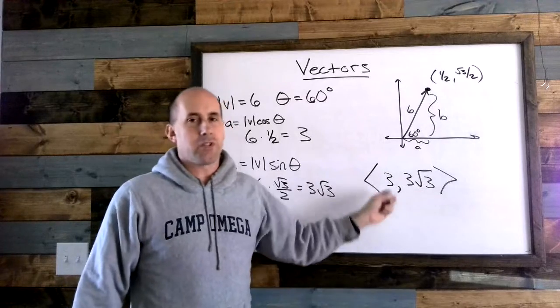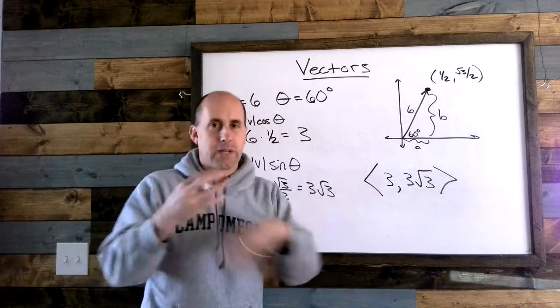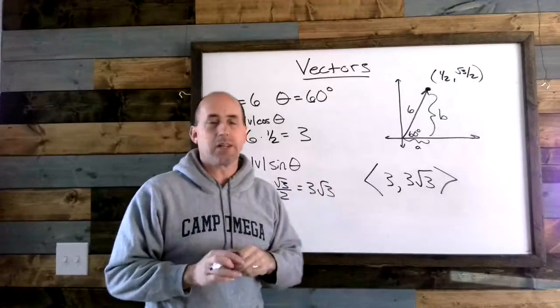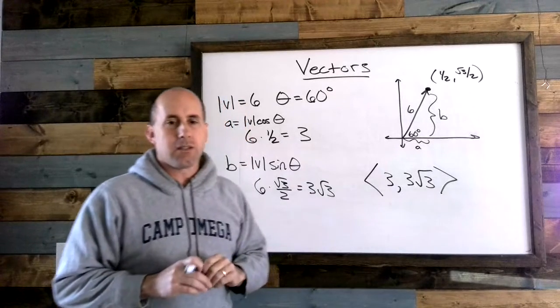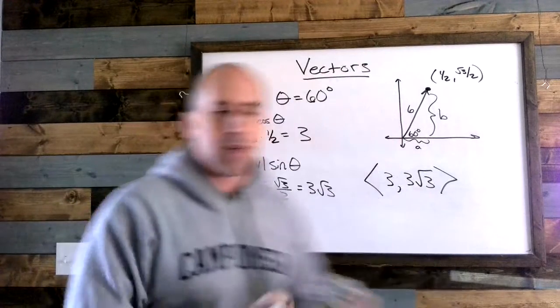So the component form is just another way to graph it. Component form is nice because we can add it, we can subtract it, we can do all sorts of things. So coming up with that is really critical. Okay, so there's one example. We'll do two more.